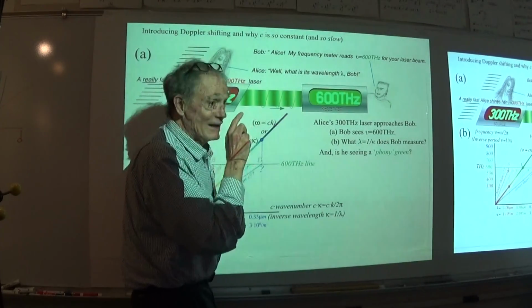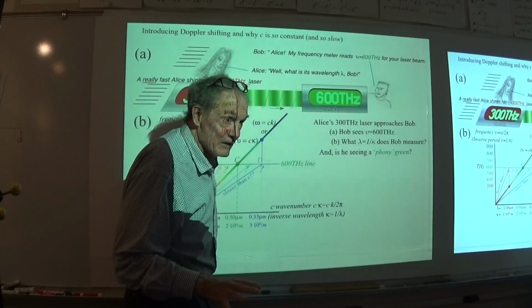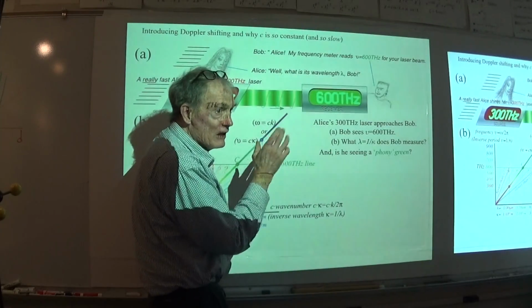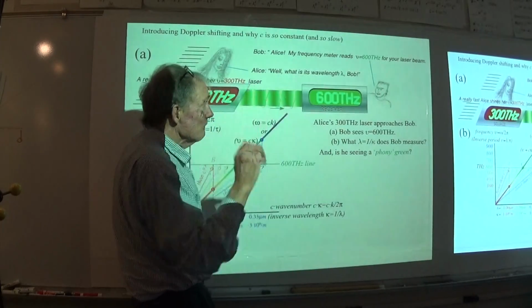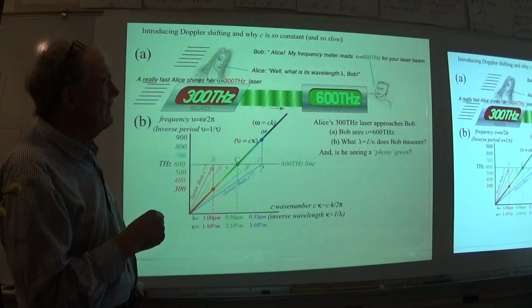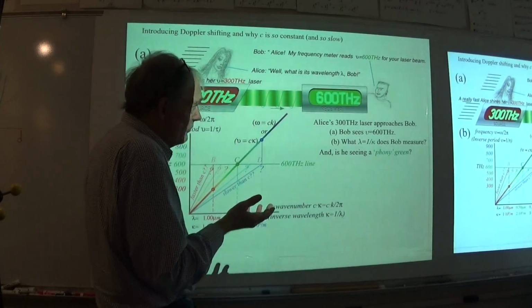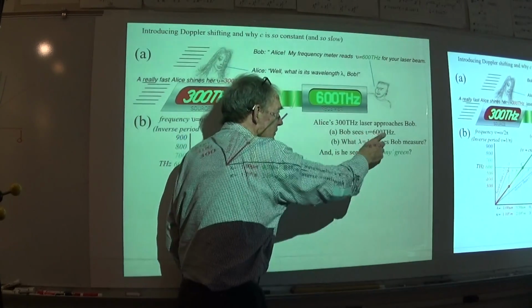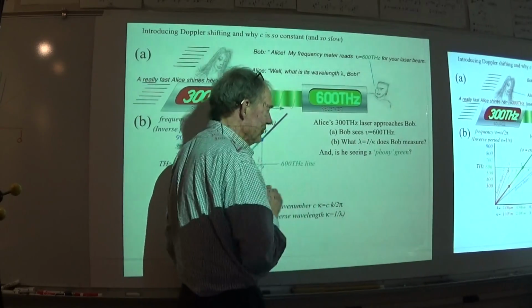What's your wavelength? That's a completely different measurement. Okay, you got to fit it in some spatial thing, right? A frequency meter might be using some fancy atomic transitions or something, but to get the wavelength or the wave number, the per spatial part, that's tough. So Alice approaches Bob. Bob sees 600 terahertz, and the question is, what lambda does Bob measure?